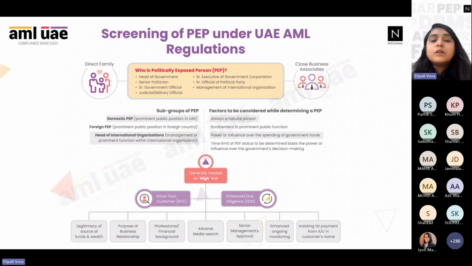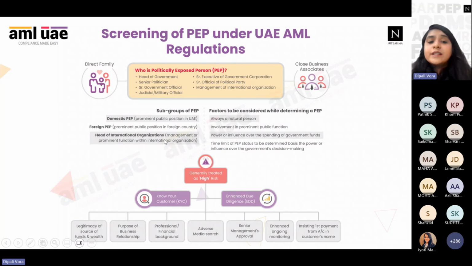So even they would be included under the head of close business associates. There are three types of politically exposed persons: domestic PEP, foreign PEP, head of international organization. Domestic PEP is the one who is located in UAE. Foreign PEP would be the one who is located outside UAE. The politically exposed person, like the positions that we discussed, if they belong to any foreign country, they would be considered as a foreign PEP.